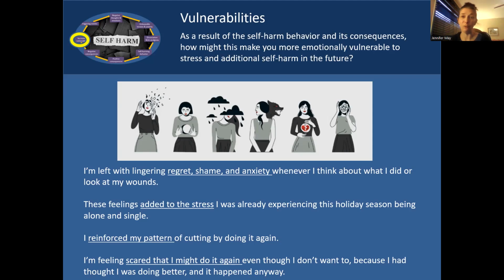And now I'm scared I'd do it again because I did it. It happened. I had 3 months of good behavior and then it happened again. So how do I know if I'm good for 3 months, it's not going to happen again? All that kind of stuff is increasing my vulnerability.